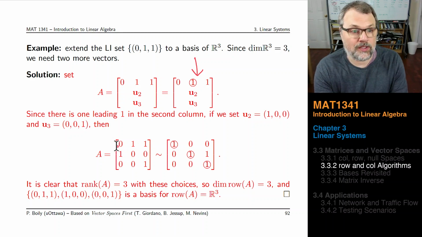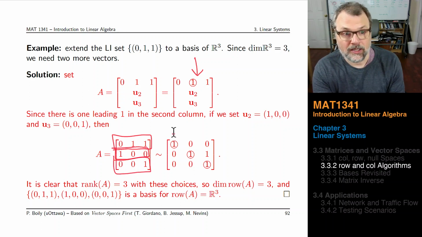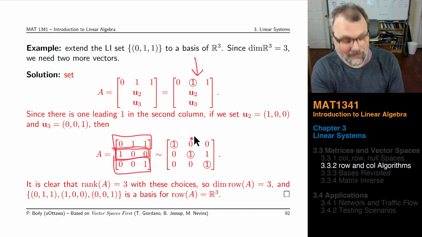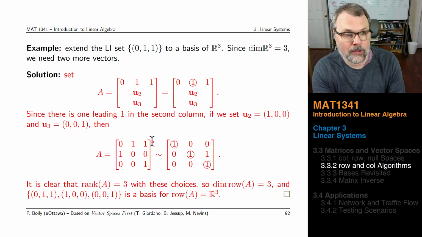So if I use 0, 1, 1, which was U1, and then 1, 0, 0, and 0, 0, 1, and I do the reduction, I'm going to get the identity matrix, a leading 1 in every single column. How did I get the reduced matrix from here? All I really did was to swap the first line and the second line.